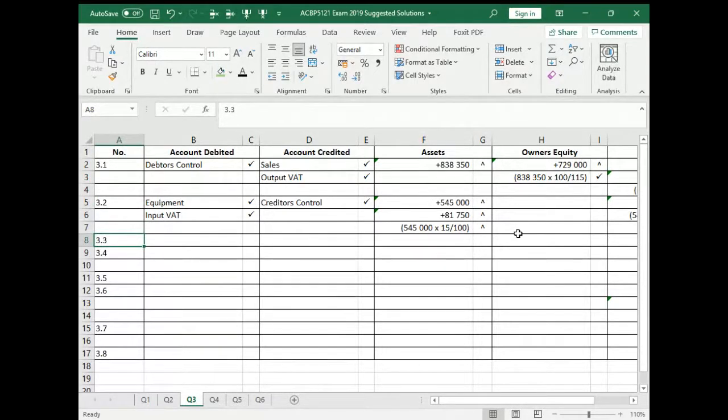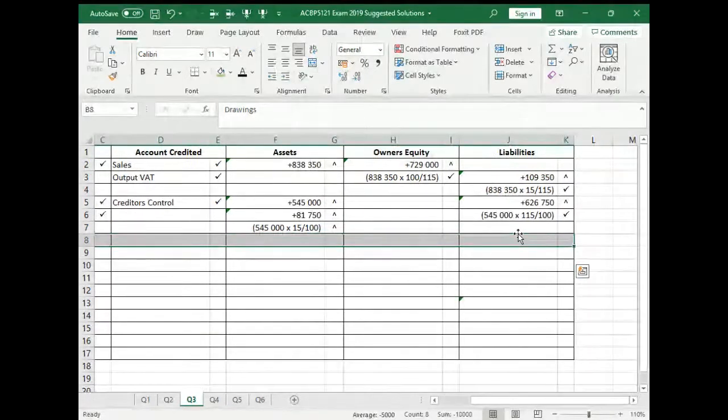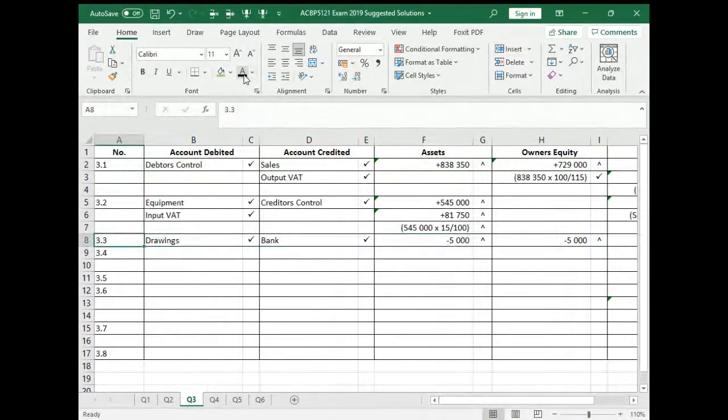Okay, transaction 3, we said the owner took money for his personal use. So we said it's owner's equity, which is the drawings account. So we start with drawings that we debit, which falls under owner's equity. Now drawings reduces your owner's equity because we're taking our money out of the business. And then we credit bank, and we also reduce the bank balance. That's why it's a negative asset amount. And because it's physical cash, there is no VAT component.